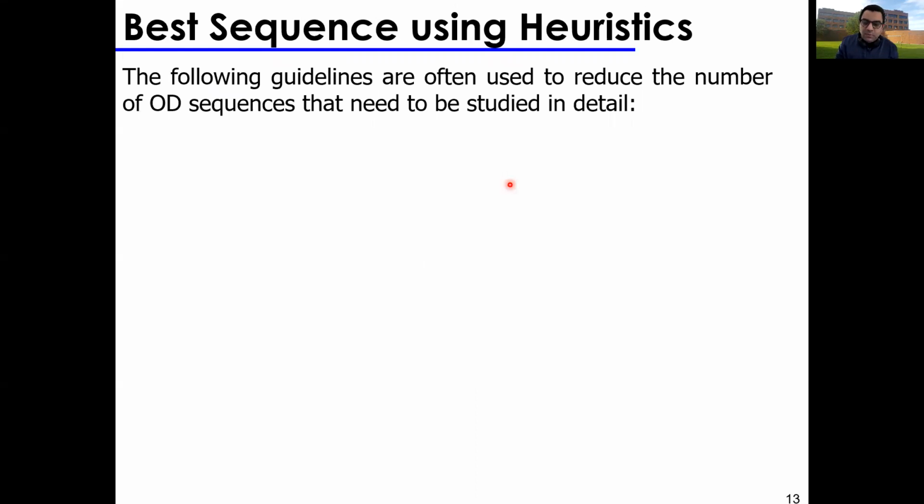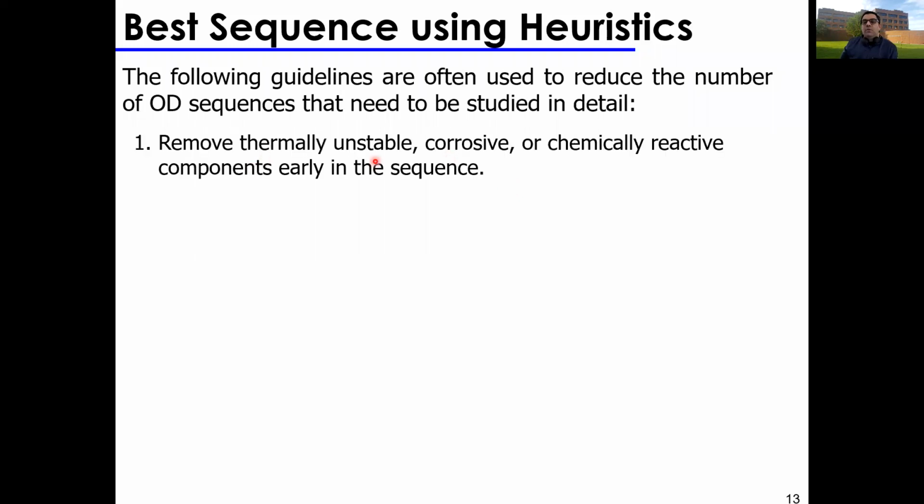On your exam, you'll probably get a bunch of multiple choice questions. I give you a bunch of sequences, and tell you which one you think is the best, right? You need to use these guidelines to guide your decision. Okay, number 1, remove thermally unstable, corrosive, or chemically reactive components early in the sequence. This is somewhat intuitive, right? If I have a chemical that's thermally unstable, corrosive, or might react, get rid of it as early as possible, and make your life easier.